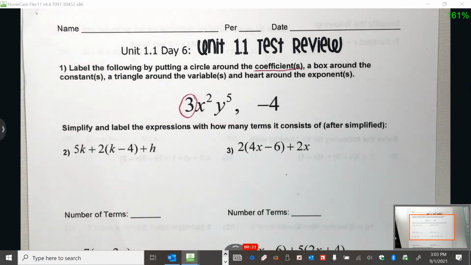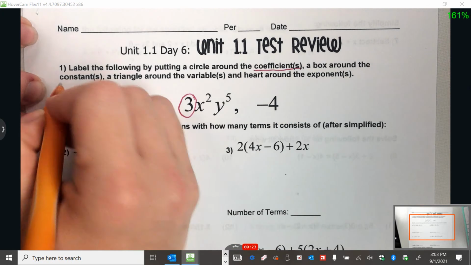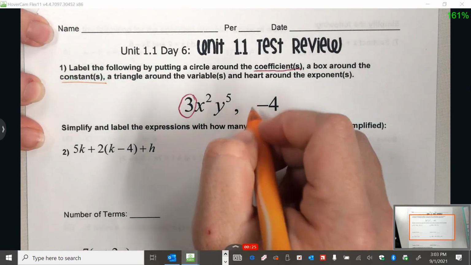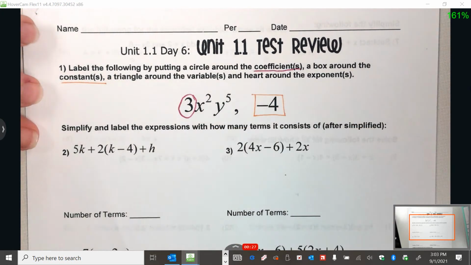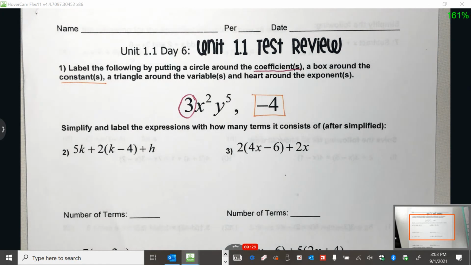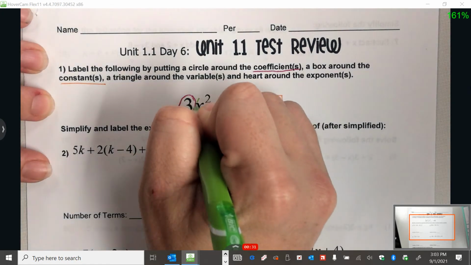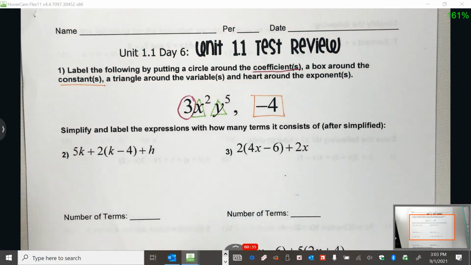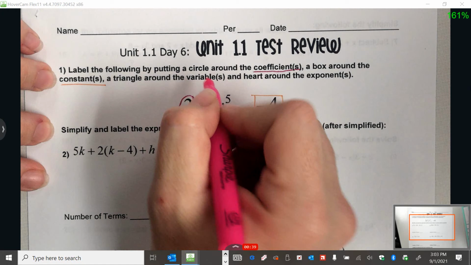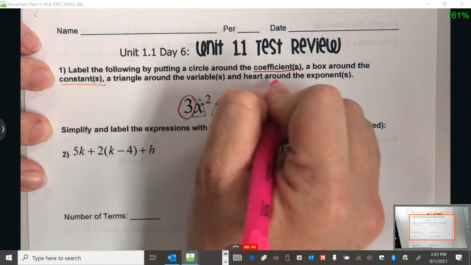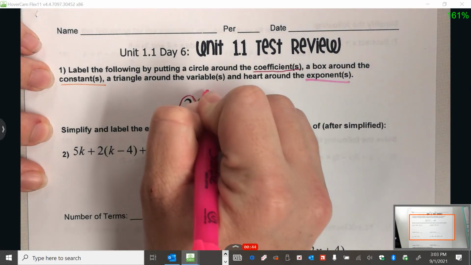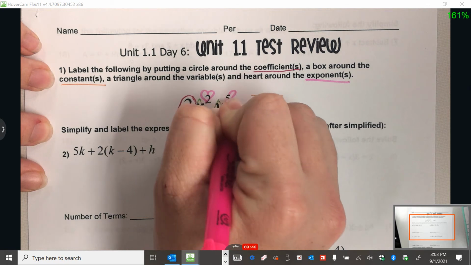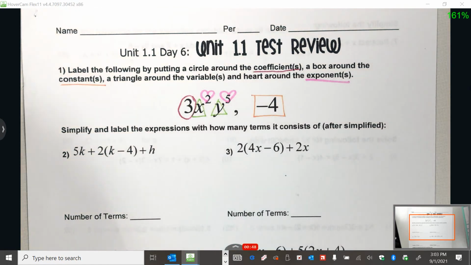Okay, then it says a box around the constant. So constants are numbers without letters. So this is a constant. Okay, and it says a triangle around the variables. Variables are letters. And then a heart around the exponents. So that is your vocabulary.